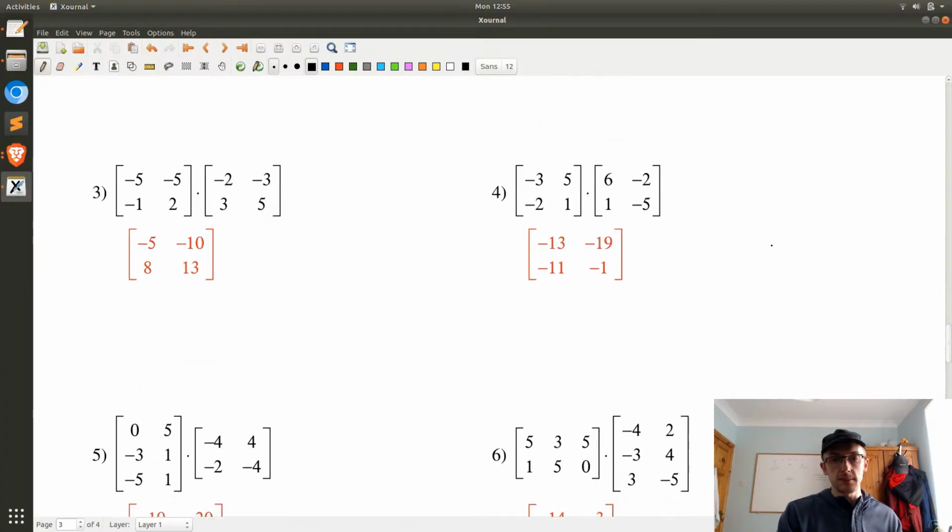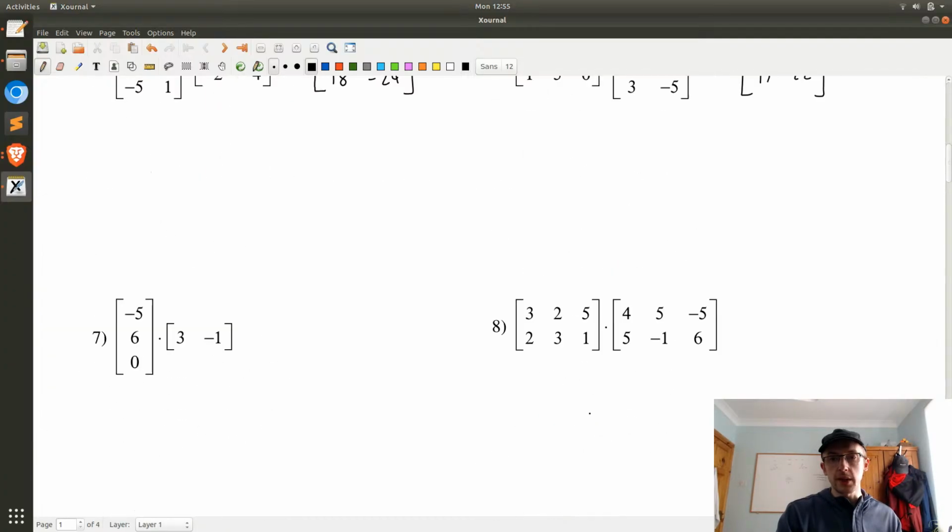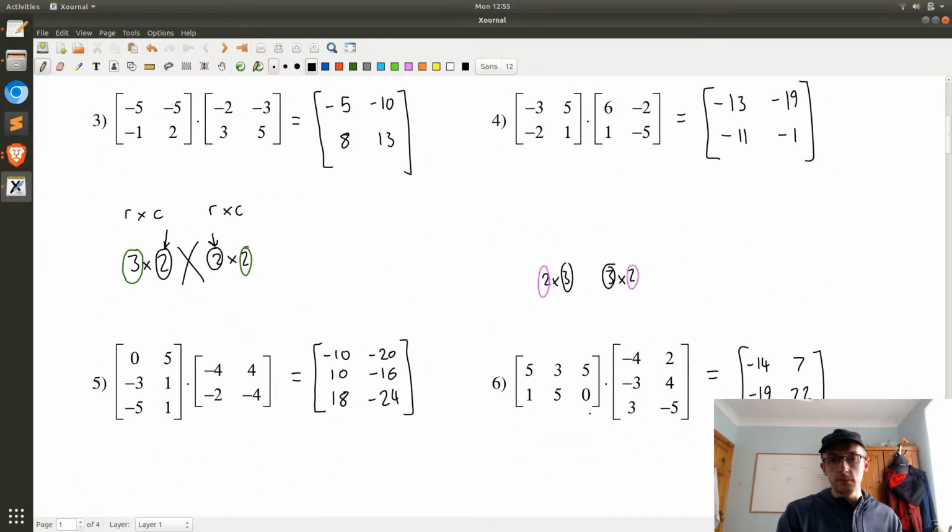Let's check it. Okay, we have some disagreement here. We've got to sort that out. 5, 3, 5 dot 2, 4, negative 5. Let's see. 10 add 12. Take 25. Well, 10 and 12 is 22. 22 take 25 is negative 3. Ah, I see. My mistake.